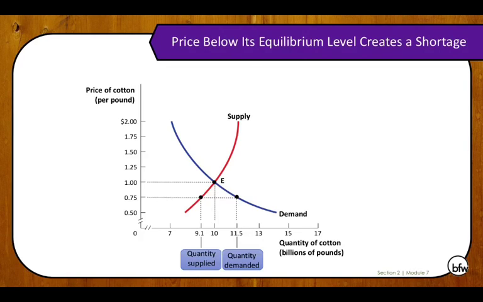So a shortage exists when the quantity demanded is greater than the quantity supplied at a particular price. And the shortage is equal to the quantity demanded minus the quantity supplied. In this case, the difference between 11.5 billion pounds of cotton demanded and 9.1 billion pounds of cotton supplied. So the shortage here would be equal to 2.4 billion pounds of cotton.